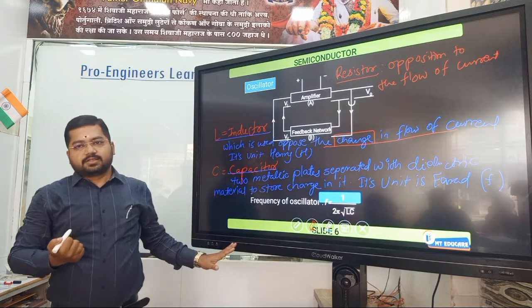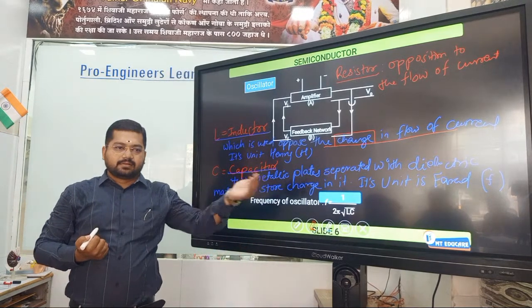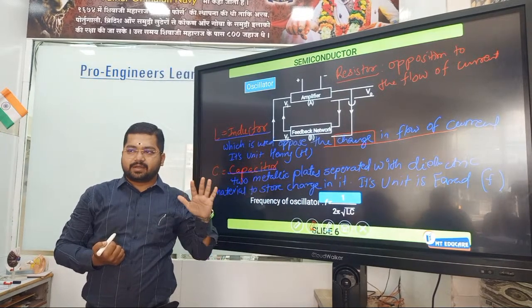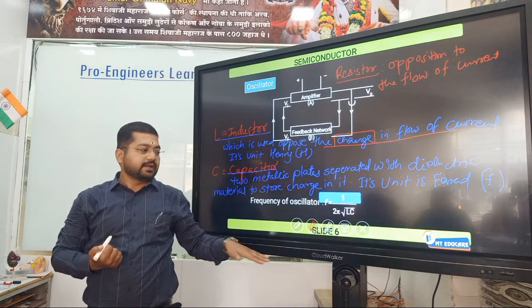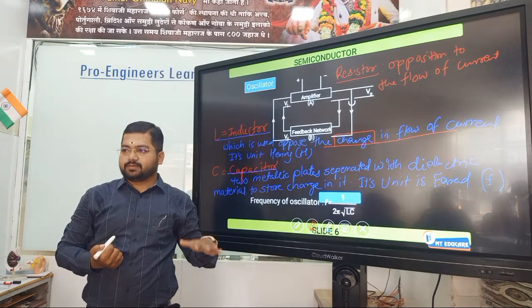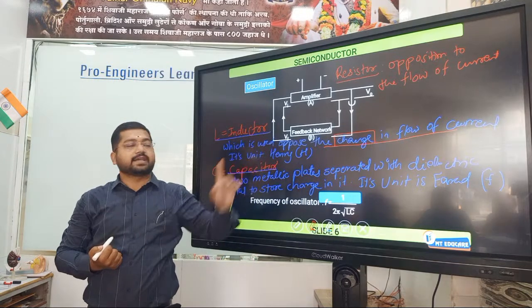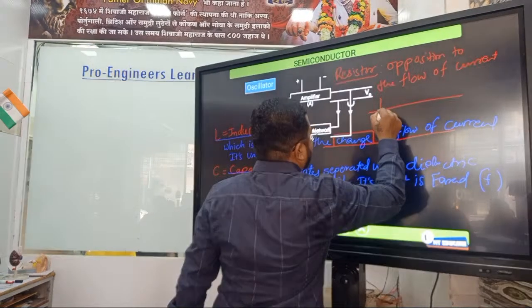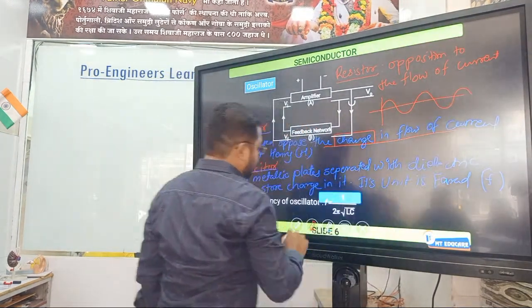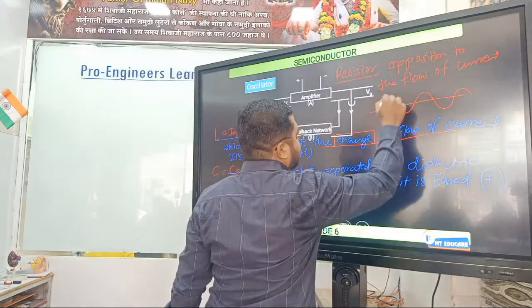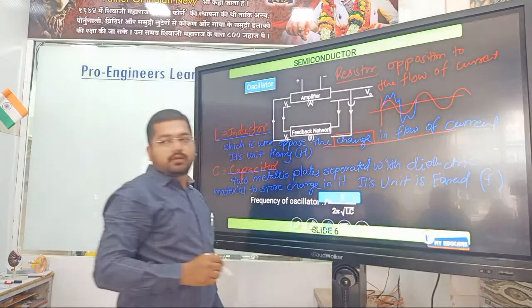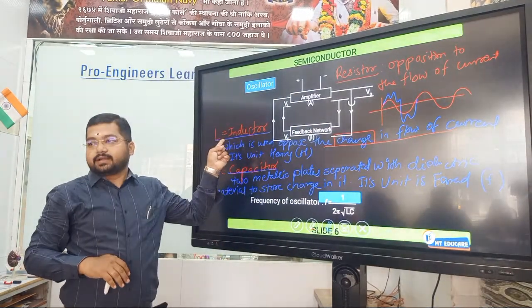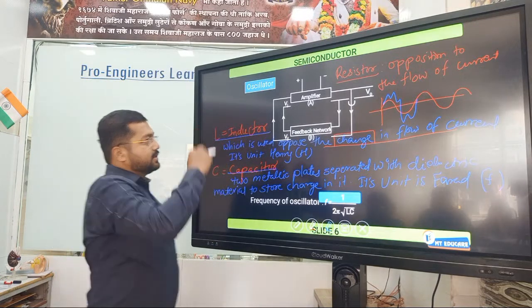Now, this smart TV is getting current, getting voltage, which is continuous, which is not changing at all in between. But in case it has some fluctuation, that is change in the flow of current. How should the current have come? Like this, right? But if all of a sudden some change or fluctuation comes, then who does the work of opposing it? Inductor.